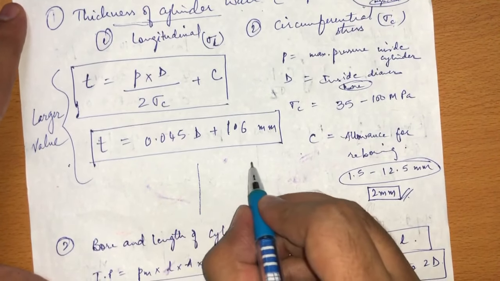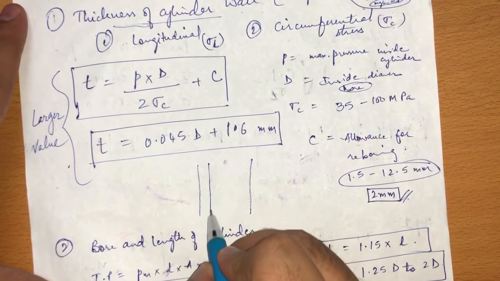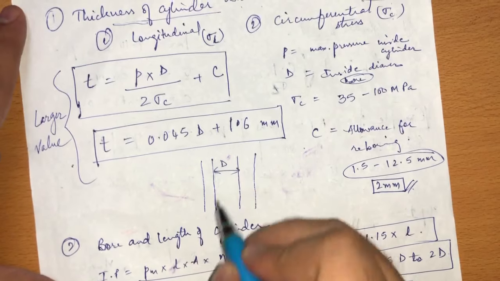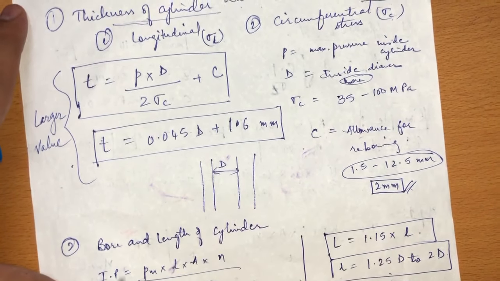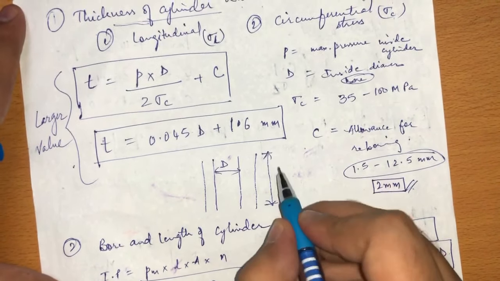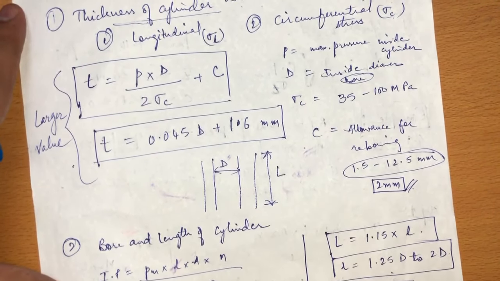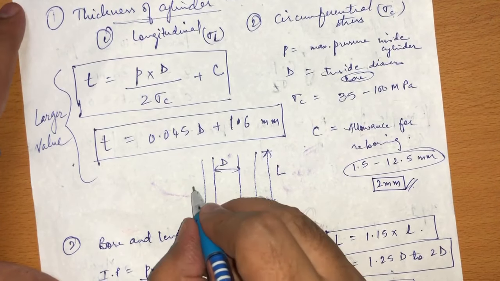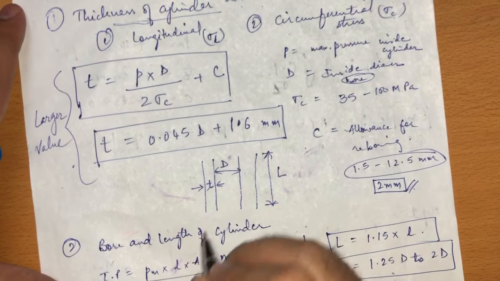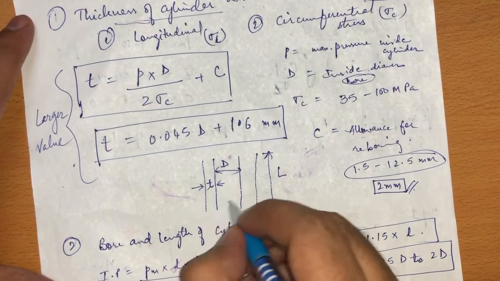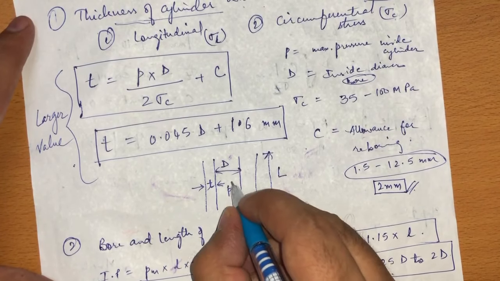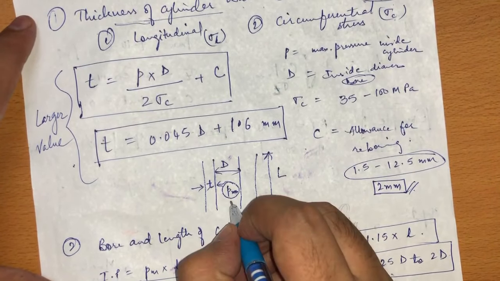To calculate the thickness of a cylinder wall, first let us understand what is the thickness of a cylinder wall. Suppose this is a cylinder with the internal diameter, which we all know is called as capital D or bore of the cylinder. This thing here is capital L, which is length of the cylinder. The walls of the cylinder have a thickness small t. Inside the cylinder there is maximum pressure P max acting inside the cylinder.